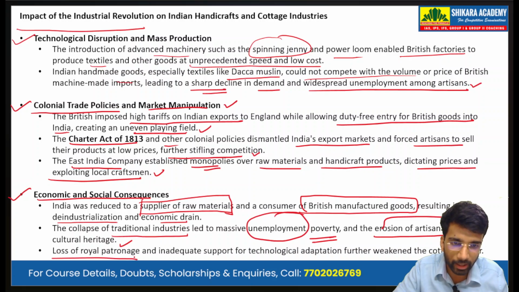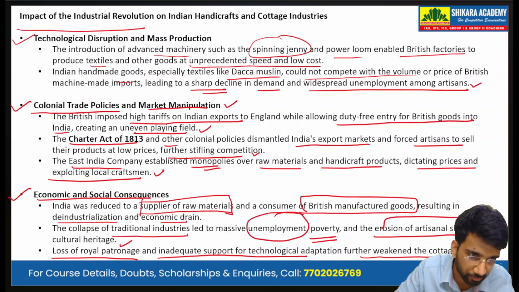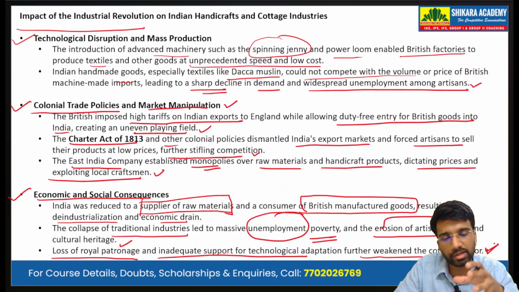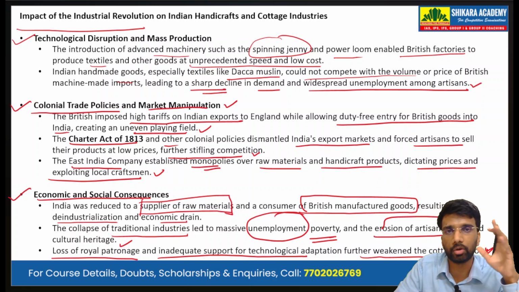The loss of royal patronage and the inadequate support for technological adoption further weakened the cottage sector. Because all the kingdoms were directly or indirectly controlled by the East India Company, there was a loss of royal patronage and inadequate support in technological adoption.